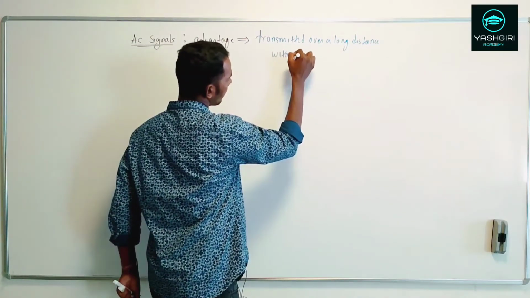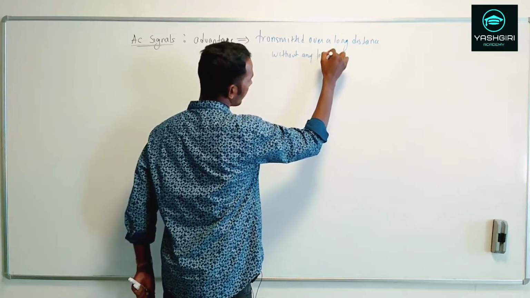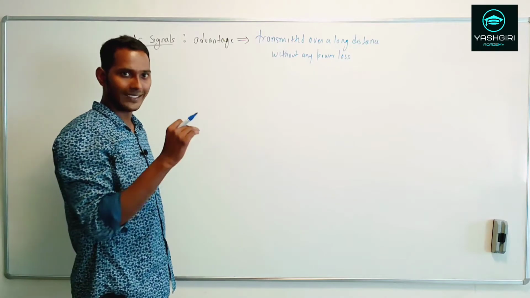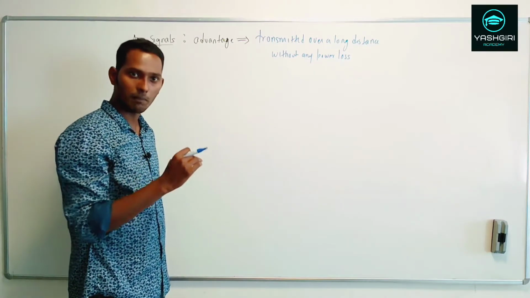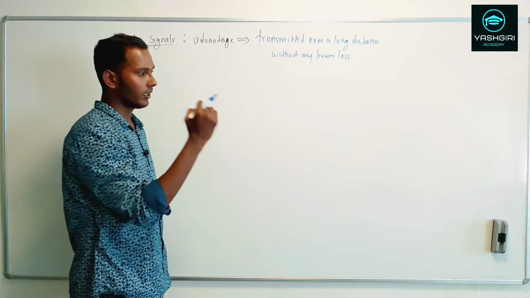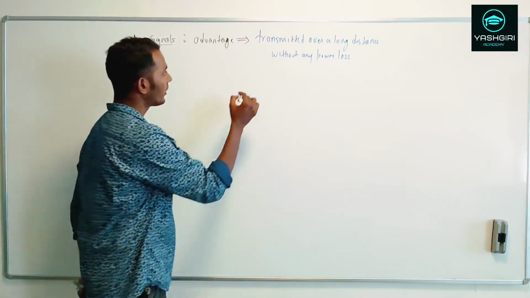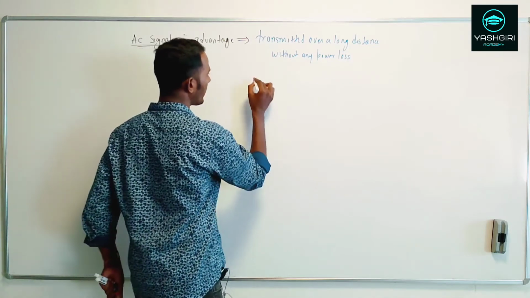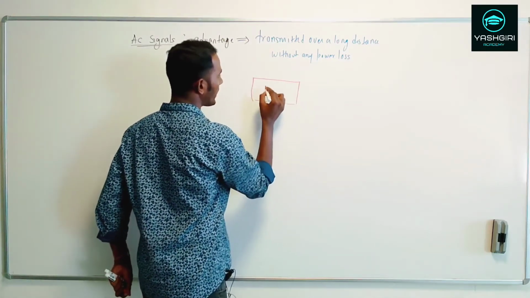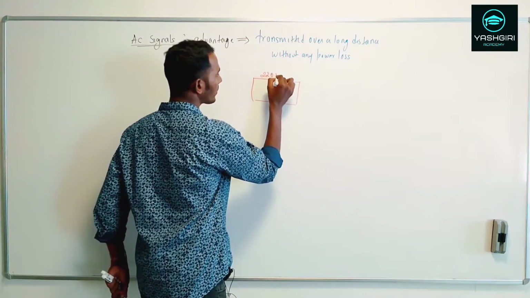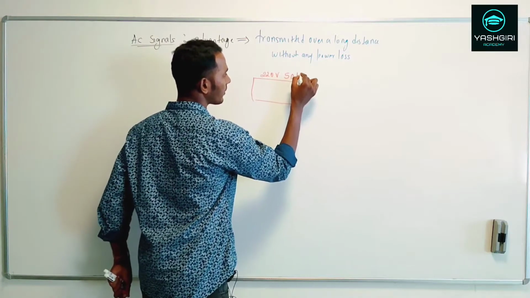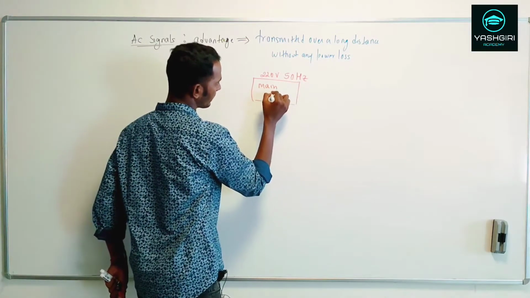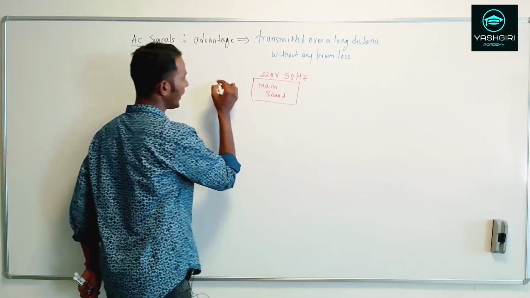Now in India, at our home, the electrical power supply that is available at your main switchboard is of 220 volts and at 50 hertz. That's your main board in India.